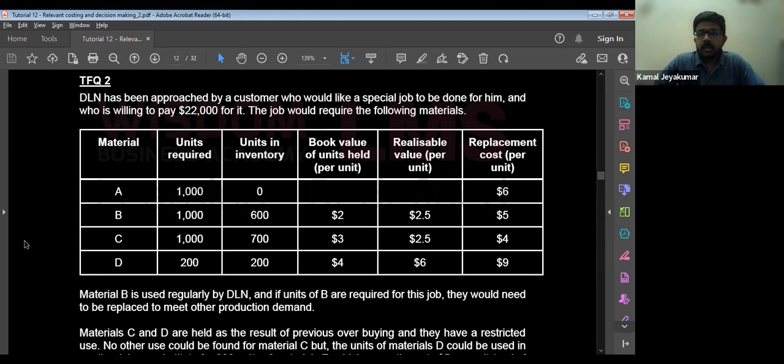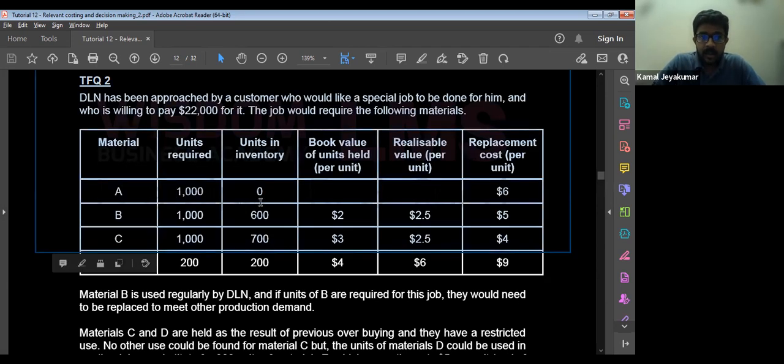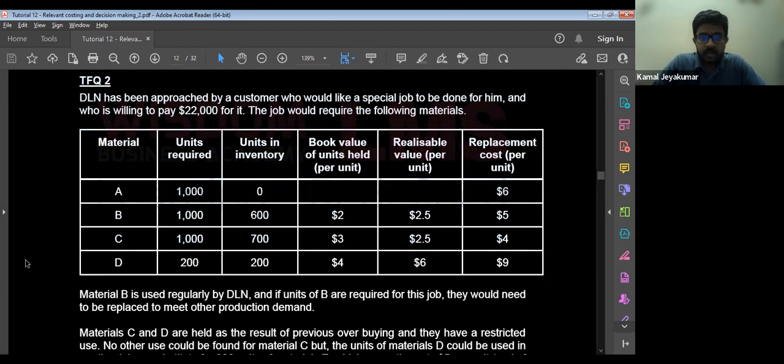Let's see how things work for material based on the information given here, right? Now look at material A. You need 1000 units of material A to make this product, and there is none of it in your inventory. That means the only option that you have is to buy the material from the market at $6 per unit, right? So relevant cost of material A is $6 into 1000 units, $6,000. That's the relevant cost of material A.